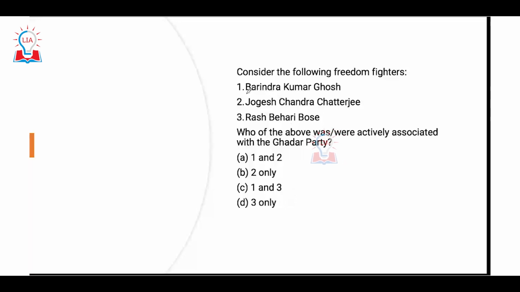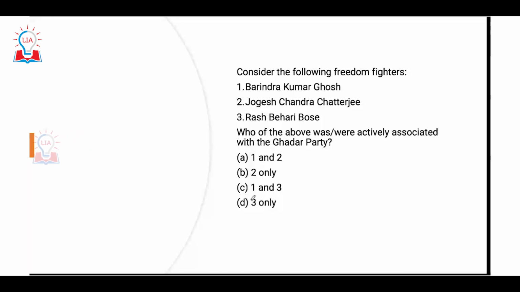Okay, so let's talk about Barindra Kumar Ghosh. It's very well known that Barindra Kumar Ghosh was a part of the Anushilan Samiti and not the Ghadar party. If you have studied the revolutionary activities in the early 1900s, we will know that Barindra Kumar Ghosh was a part of Anushilan Samiti. As he is a part of the Anushilan Samiti, he can't be a part of the Ghadar party. So you can eliminate option 1 and take D as the answer.